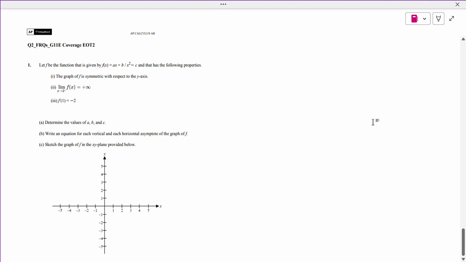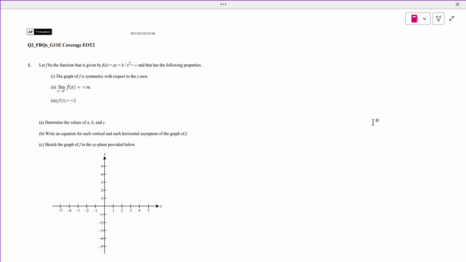In this video we will be looking at question 2 from the coverage of a grade 11 elite for term 2. So it says, let f be the function that is given by f of x equals ax plus b over x squared minus c, and that has the following properties 1, 2 and 3. Number 1 says the graph of f is symmetric with respect to the y-axis. The limit as x approaches 2 from the right equals positive infinity, and f prime of 1 equals negative 2.